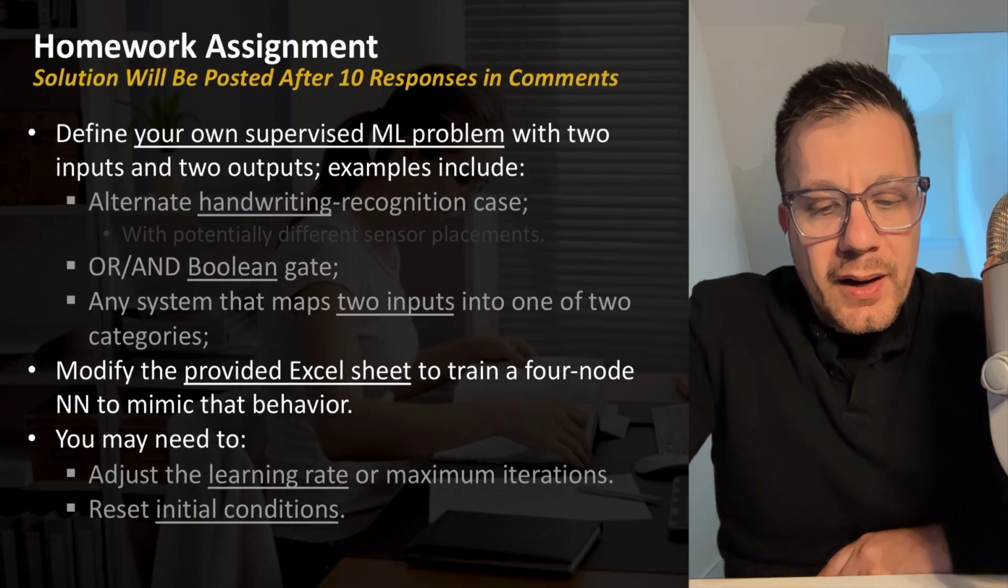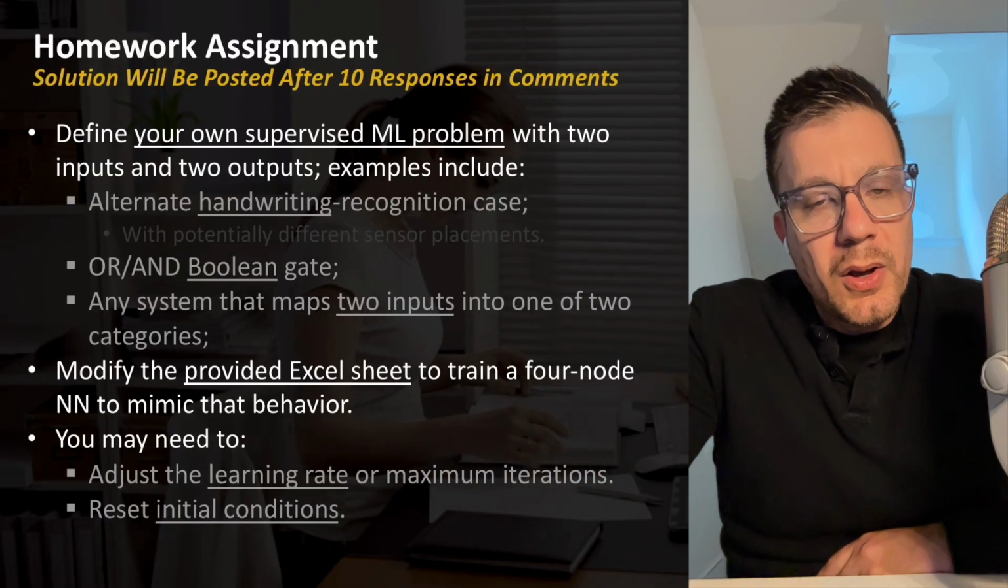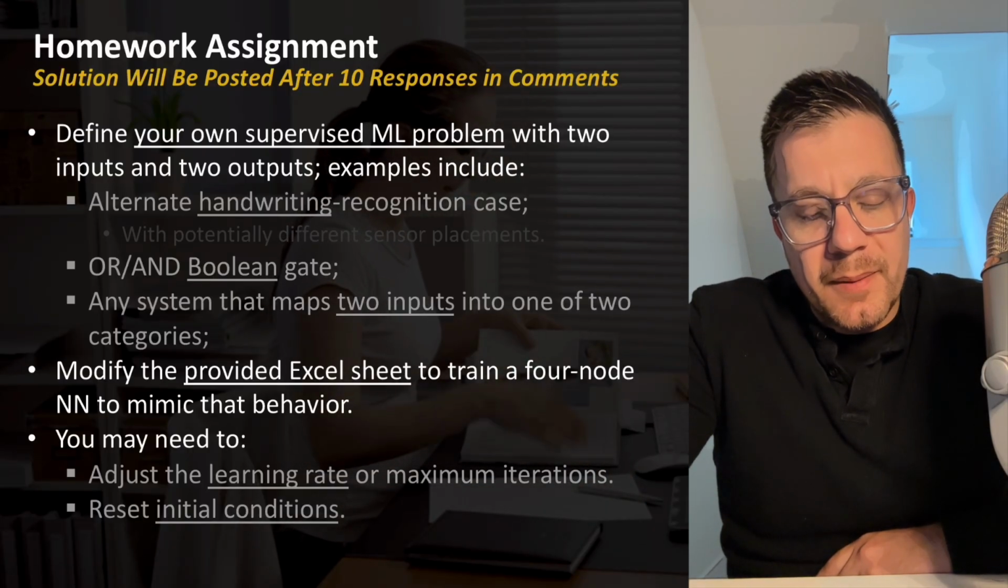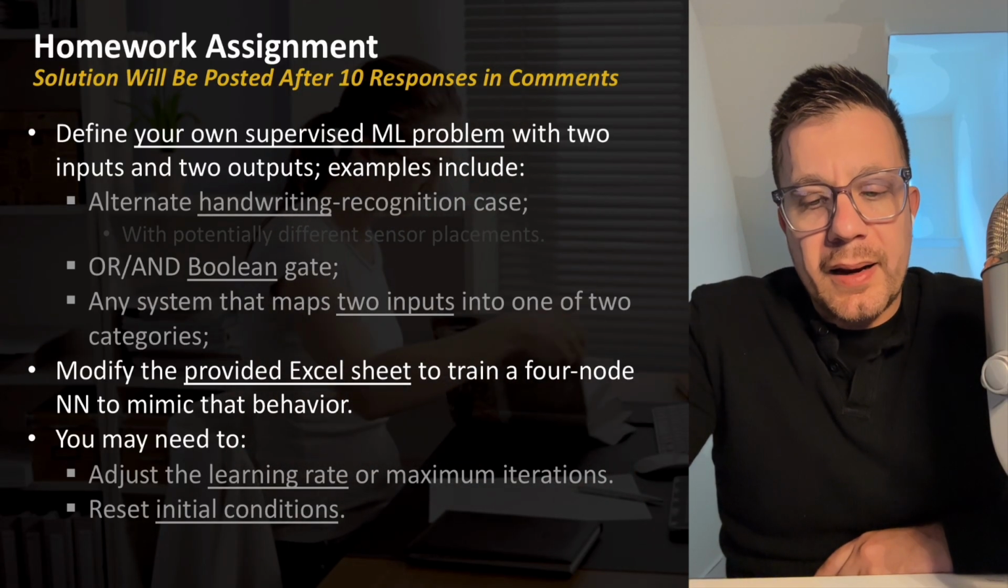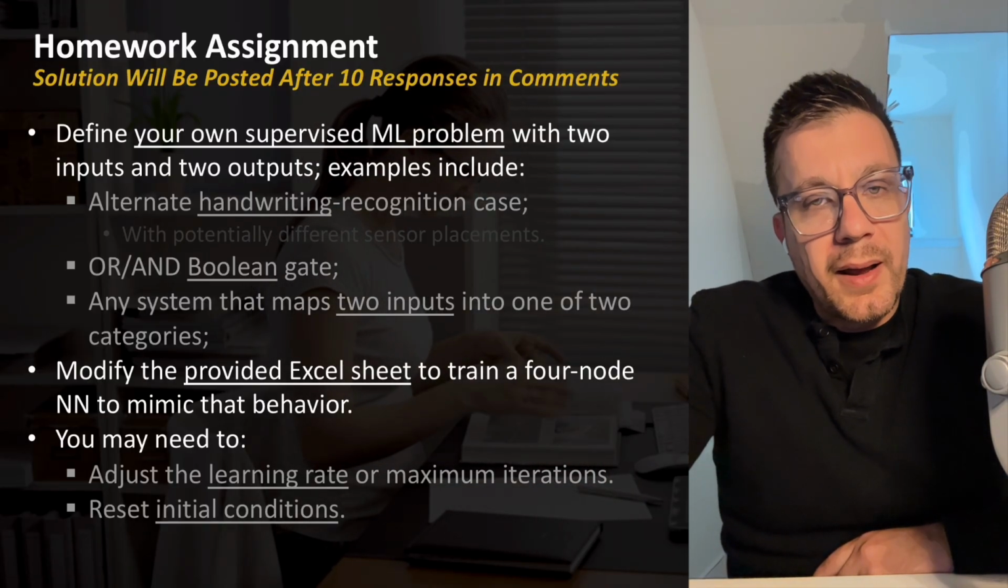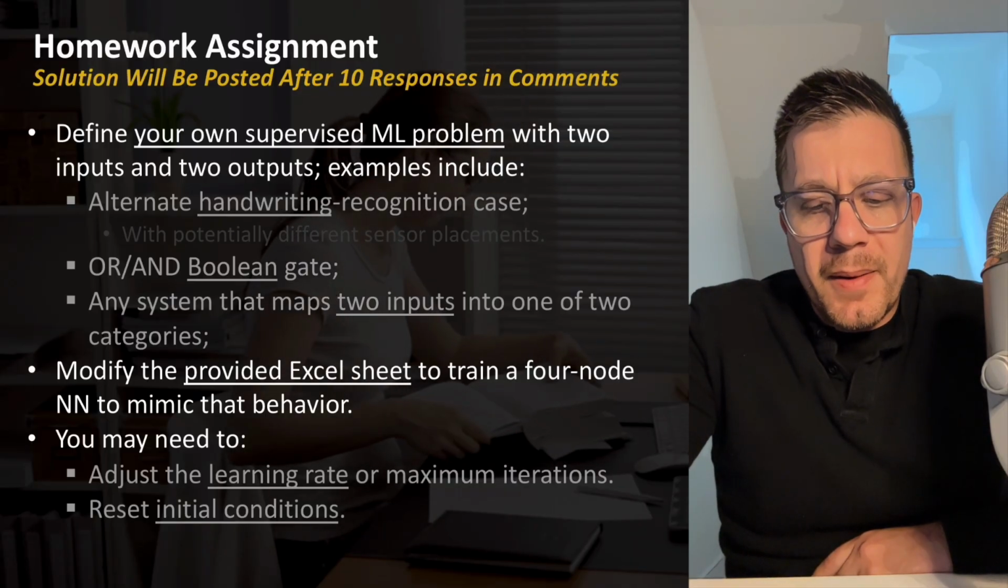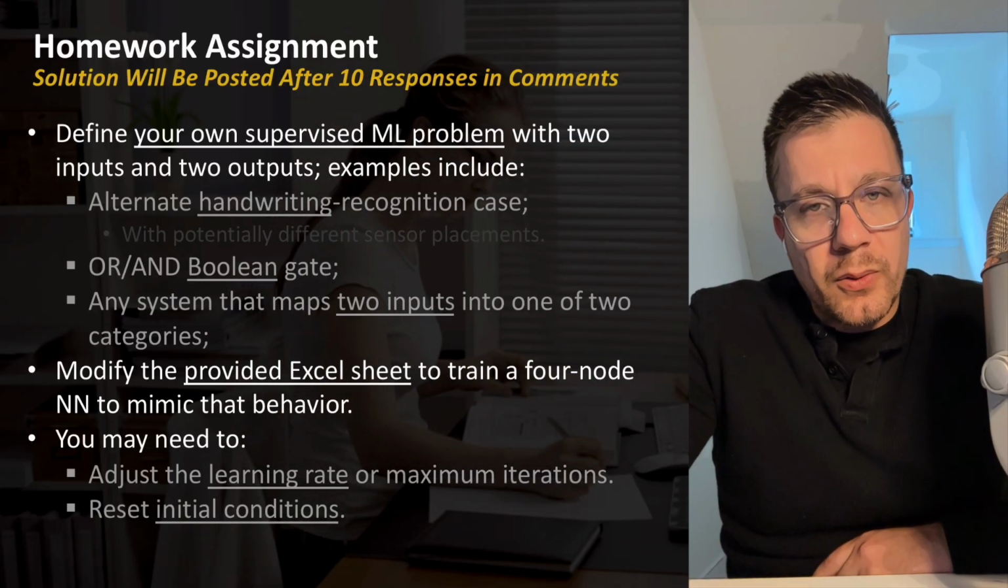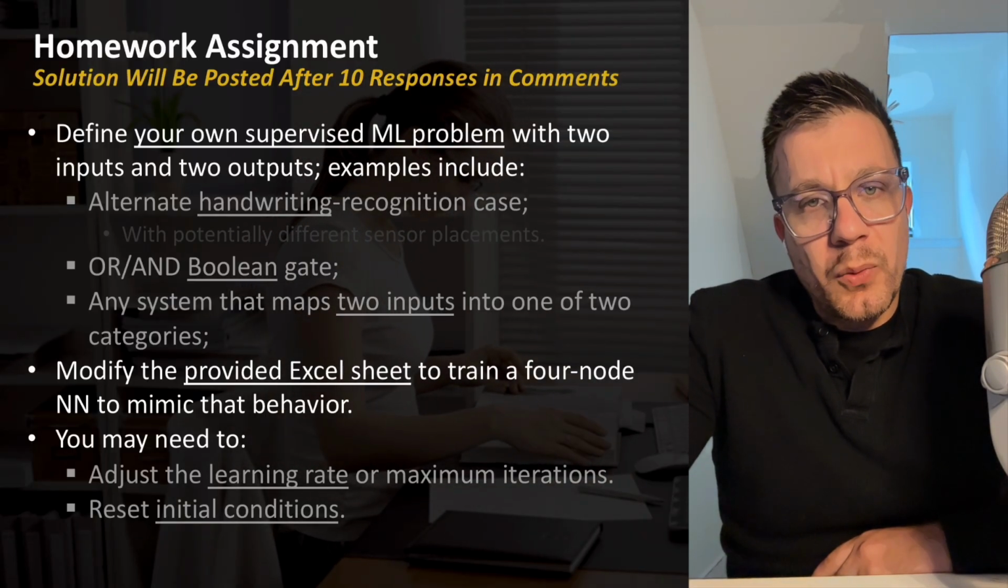I ask you to define your own supervised machine learning problem with 2 inputs and 2 outputs. Some examples include an alternative handwriting recognition case. You could use potentially different sensor placements even. You could employ an or/and Boolean gate, or really any system that maps 2 inputs into one of 2 categories. So any binary classification example with 2 inputs.